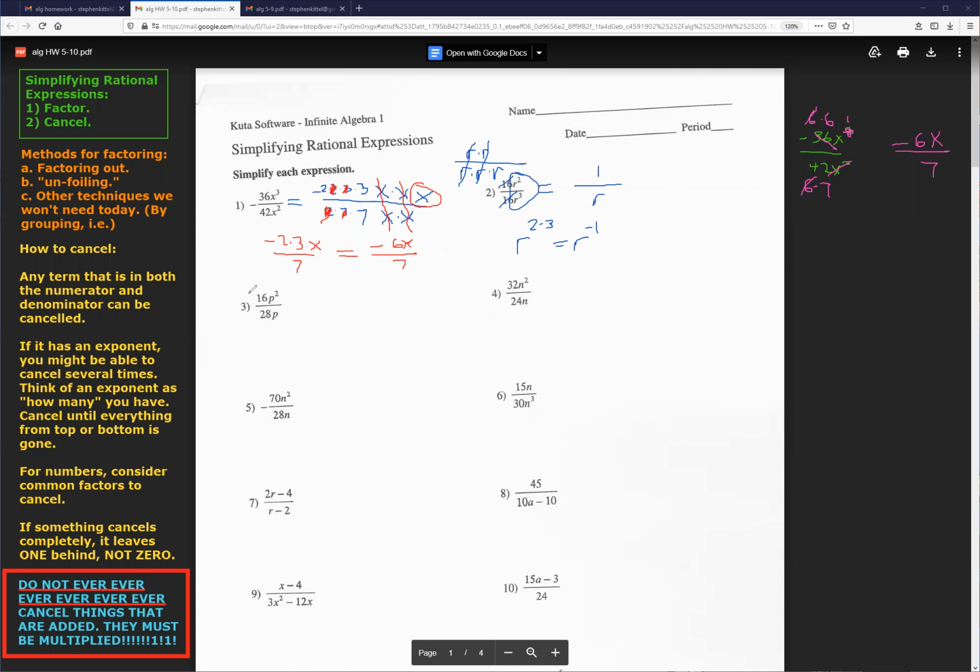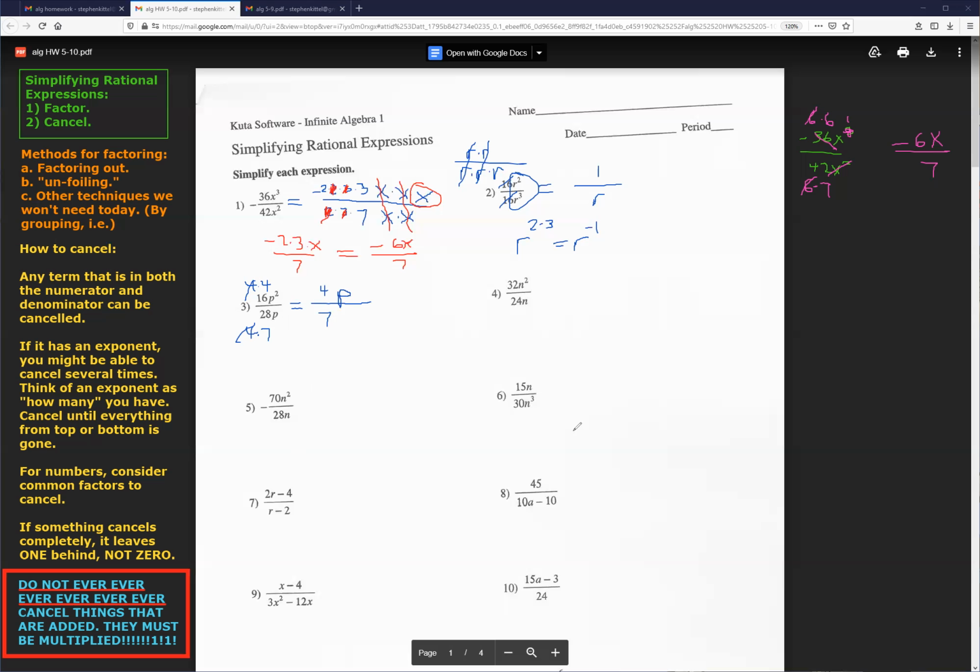All right, number 3, 16 over 28. The largest number that's going to go into both 16 and 28 is 4. So we're going to divide each of those numbers by 4. We're going to say this is 4 times 4. We're going to say that this is 4 times 7. And we're going to cancel a 4. So we have 4 and 7. Now what about the letters? P squared over P. We got two P's on the top, one P on the bottom. We'll remove one P from each, and we're left with one P remaining on the top.